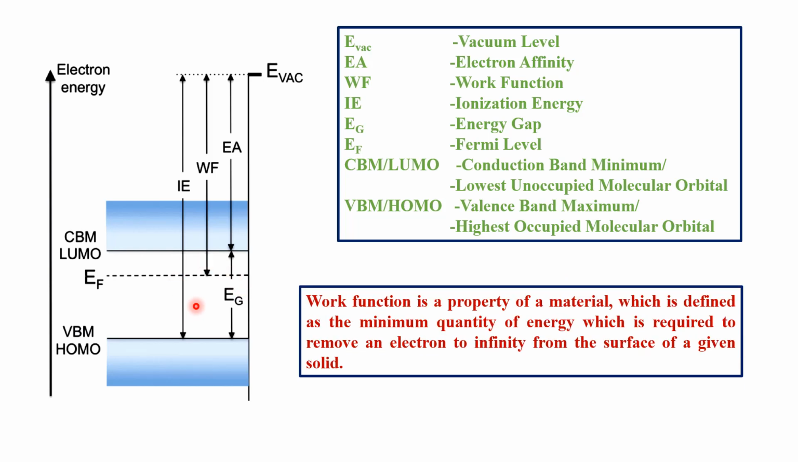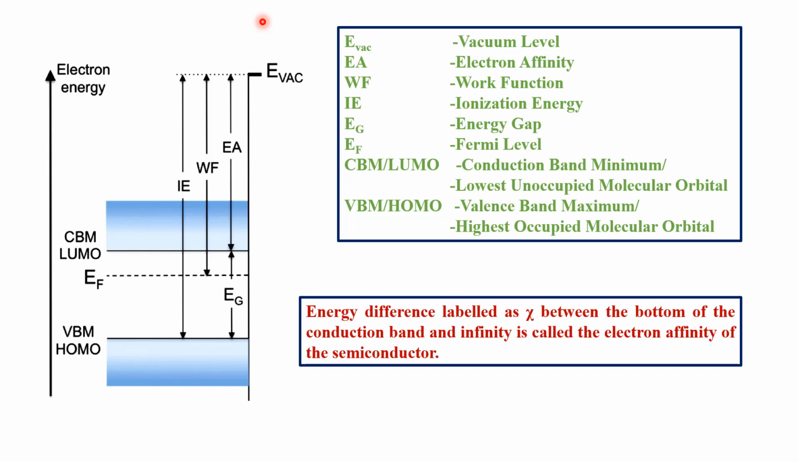Work function is another property of a material, defined as the energy required to remove an electron to infinity from the surface of the solid. So we can say that at absolute zero temperature, the electrons will be residing at the Fermi level. From this Fermi level, we have to remove the electron to the vacuum level. That is the work function of the material.